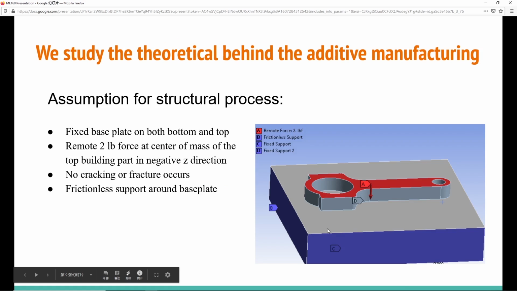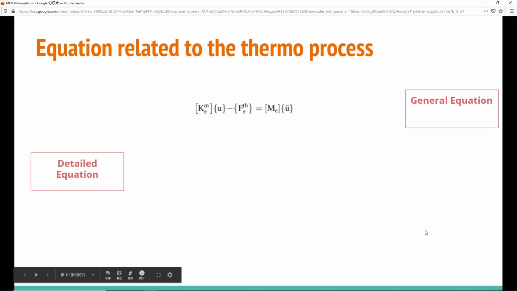And for the thermal structure part, we made the assumption that we fix the base of the plate at both bottom and top. Then we apply 2-pound forces at the center of mass. This is a simulation of the node when it's printing. It's also in the negative z direction, as you can see in the picture. Then we assume no cracking or fracture occurs during the printing process. We also give a frictionless support around the base plate so it doesn't move during the printing process. For the equation, we have a general equation.